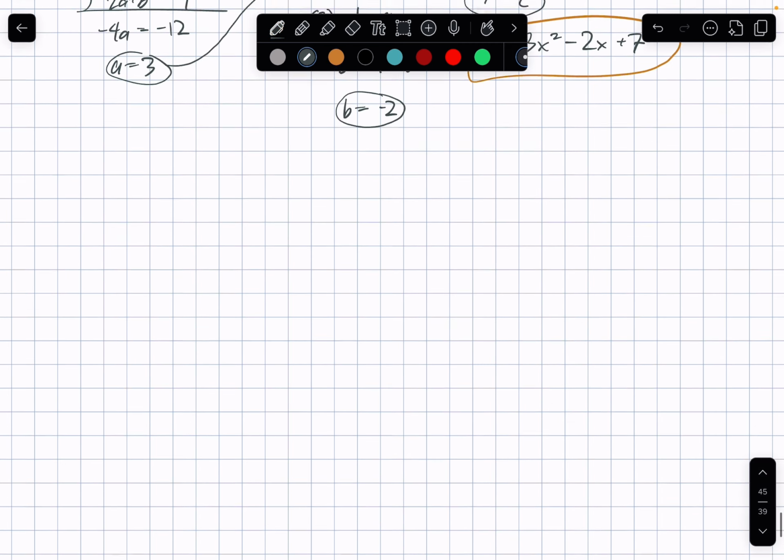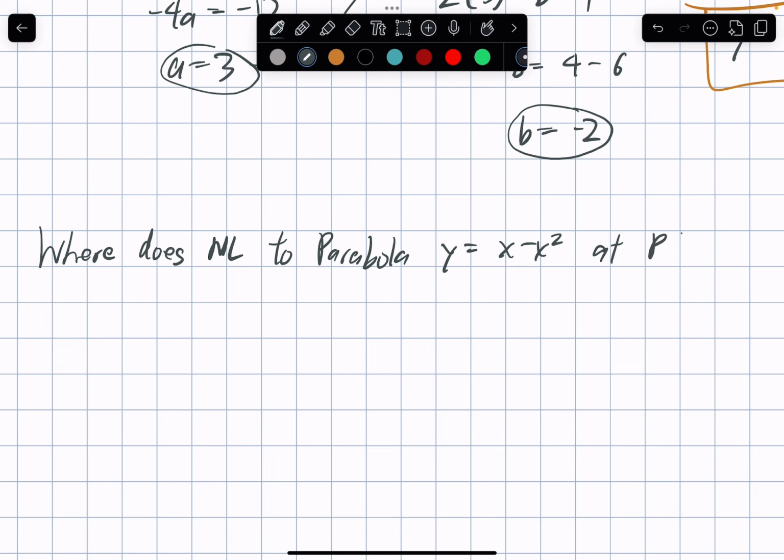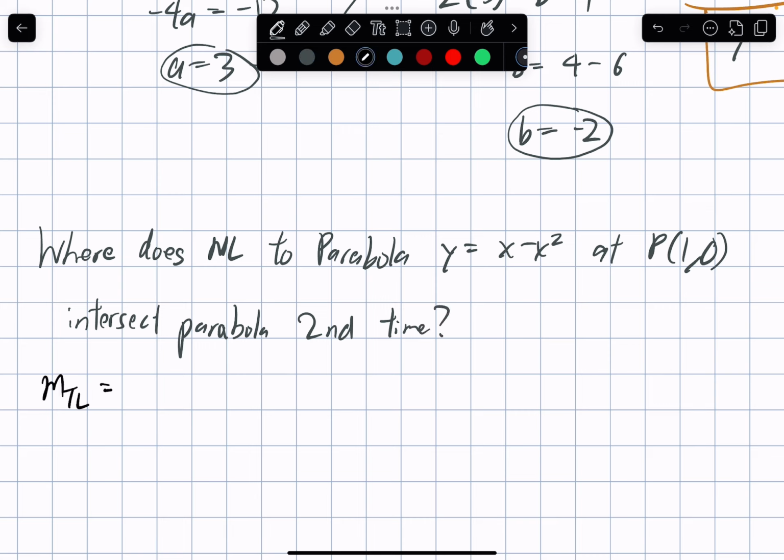Okay. Last question. Where does the normal line to the parabola y is equal to x minus x squared at point 1, 0 intersect the parabola the second time? So your MTL, find the derivative already. 1 minus 2x, right?